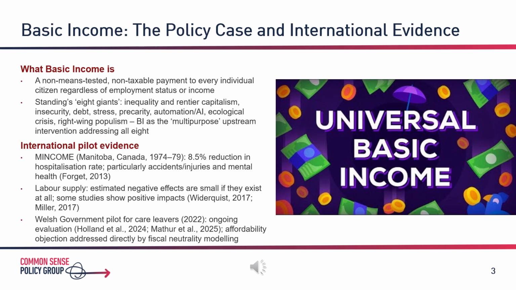The Welsh Government pilot for care leavers is the most relevant recent UK evidence. It is a targeted rather than universal scheme, paying approximately £1,600 per month to young people leaving care in Wales at the age of 18. The evaluation is ongoing and will provide UK-specific evidence on health, well-being and employment outcomes that will be important for the next round of policy advocacy. The embedded YouTube video explains the rationale for basic income more fully.